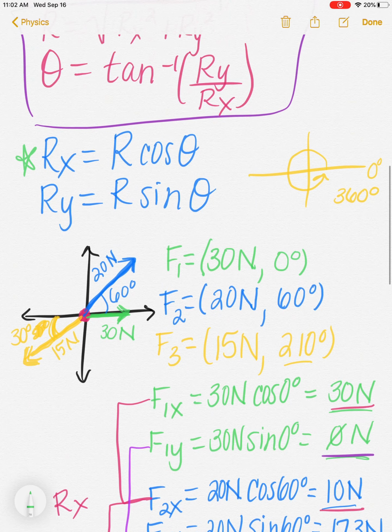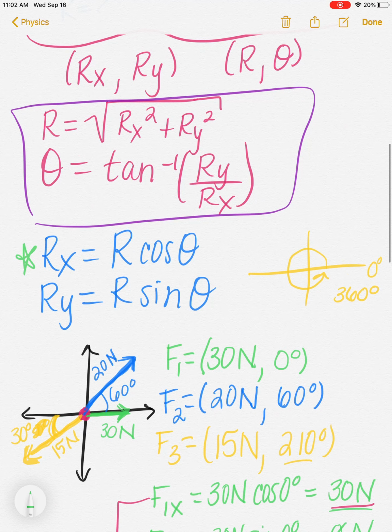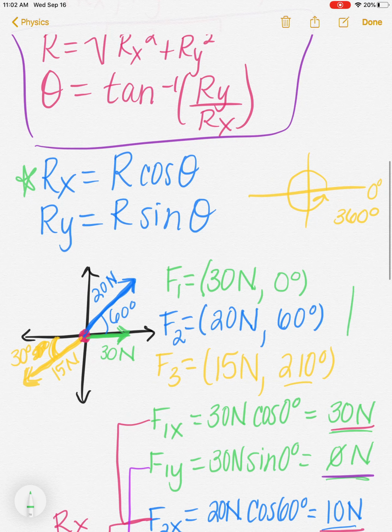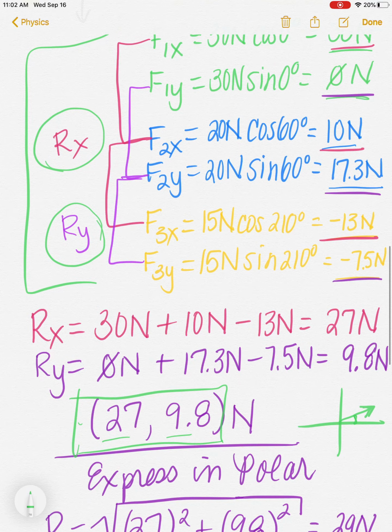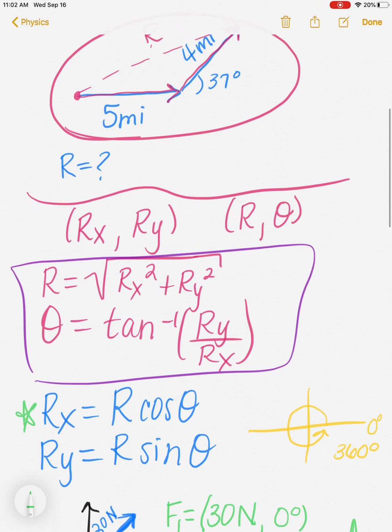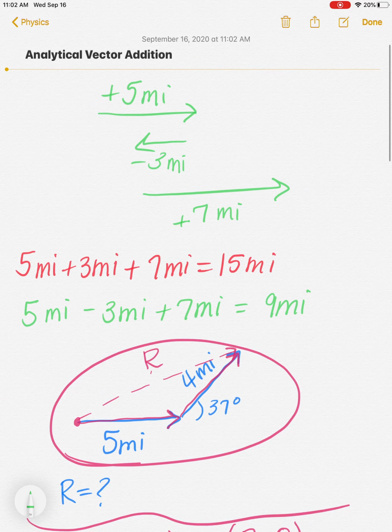So your takeaway lesson is, in order to successfully add vectors, you have to break them into their x and y components. So write what they are in polar form first, then break them apart into their x and y components, like what we did here. Then you may find the total sum of the x and the y in order to find the overall resultant. And that is how you perform analytical addition.